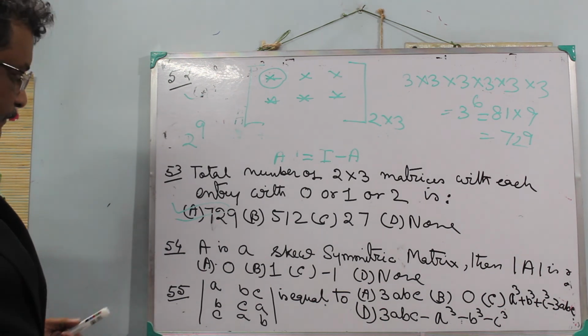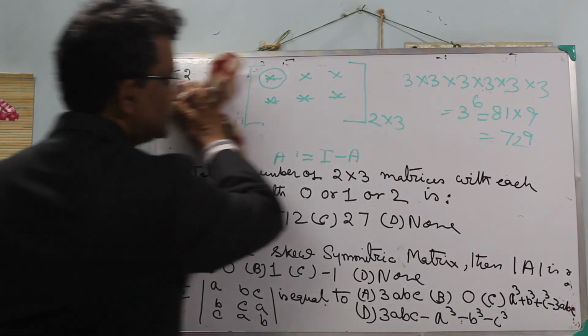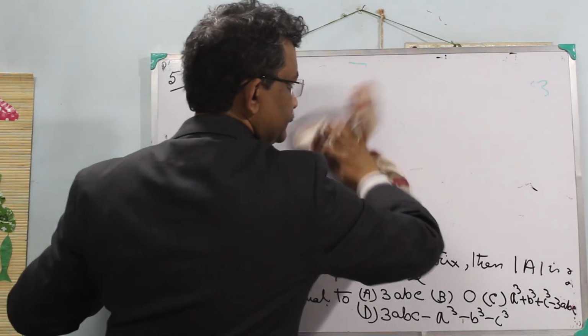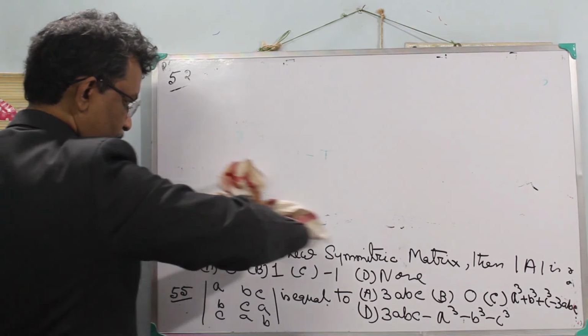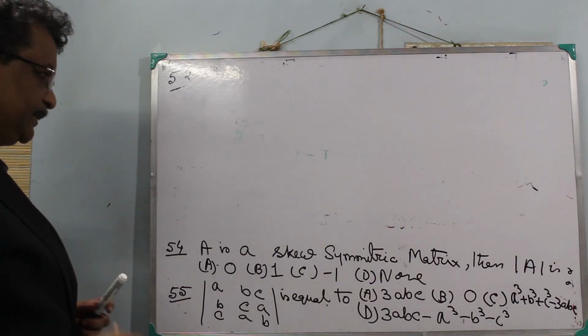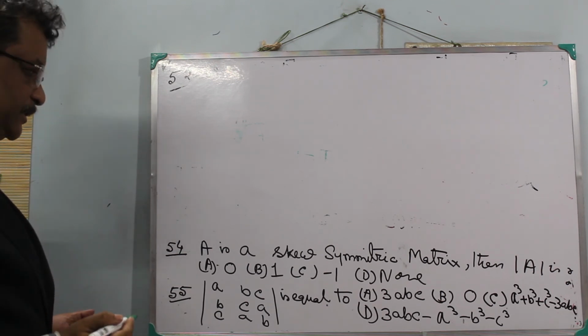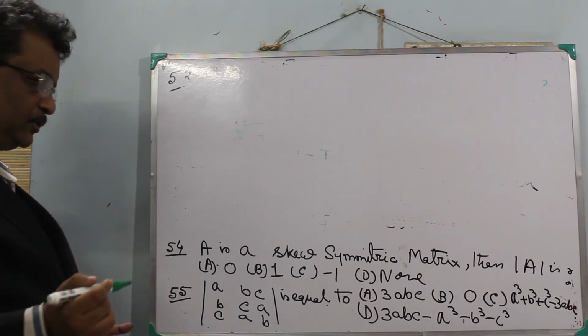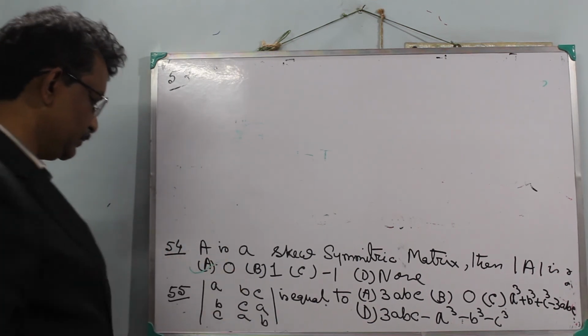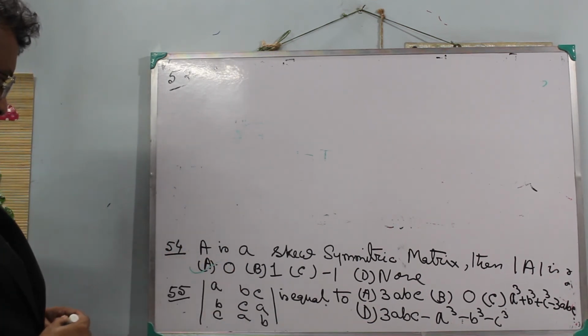Clear? Now 54 is a very easy problem. It says A is a skew symmetric matrix. For a skew symmetric matrix, you will see in my video that the determinant of a skew symmetric matrix is always 0. So A is the correct answer.